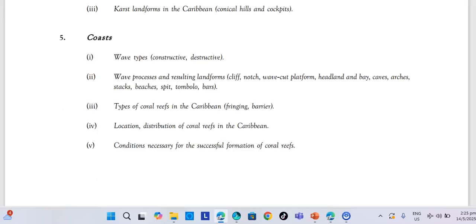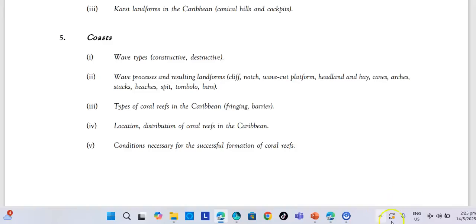Go to the page in your textbook that speaks about coast. We're going to look at wave types. There are two types of waves. They can be constructive or destructive. We're going to look at those. Wave processes, we're going to explain those, and the resulting landforms. So as a result of wave processes, what are the landforms that are formed? We're going to look at those.